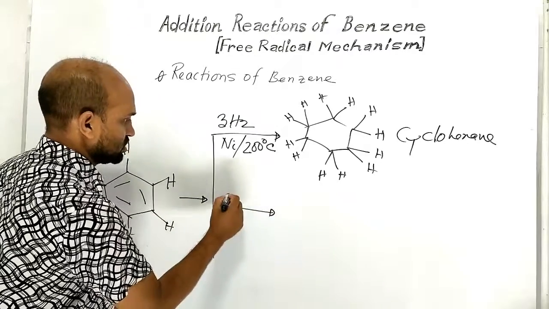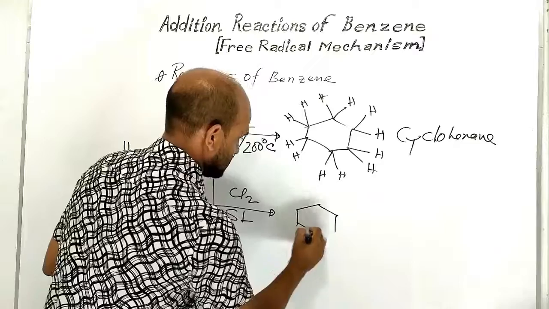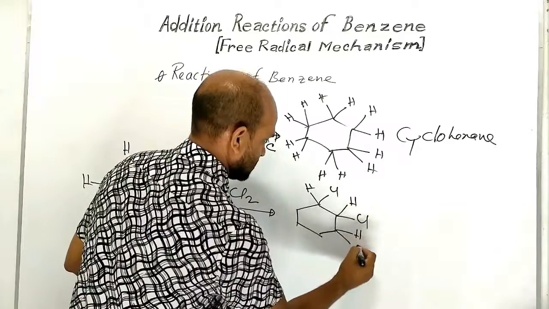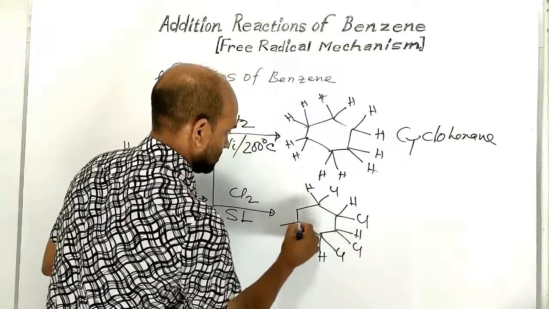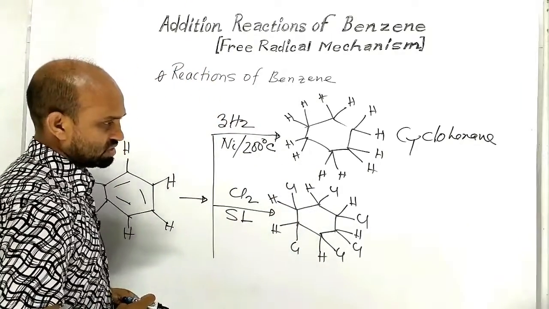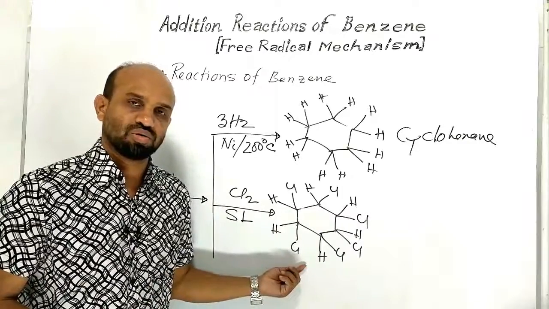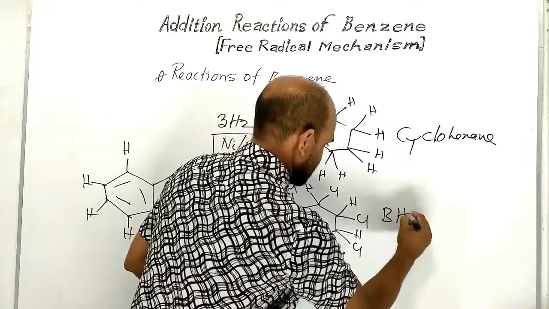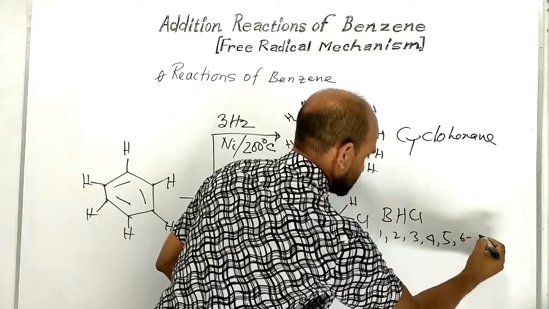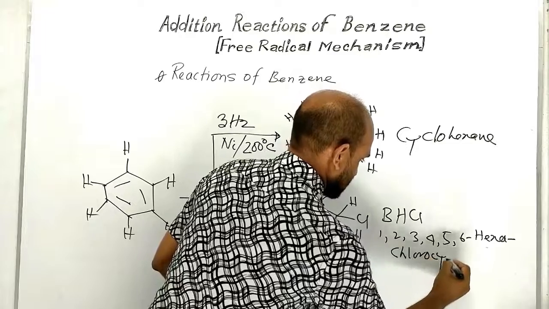When benzene is treated with chlorine in presence of sunlight, then we get this compound, which is benzene hexachloride, or 1,2,3,4,5,6-hexachlorocyclohexane.